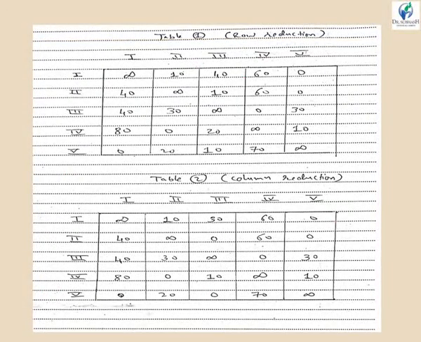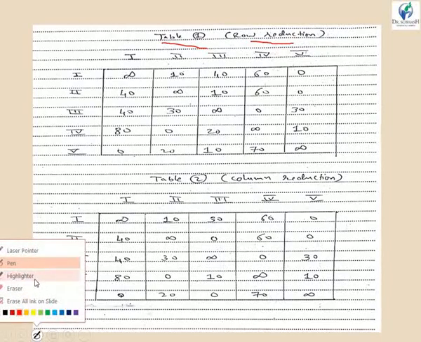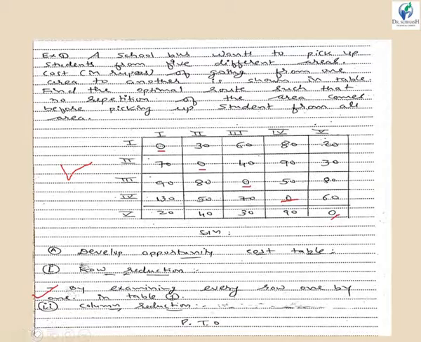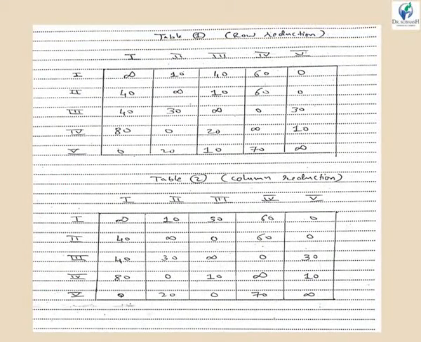Moving to the next slide, this is the table that we obtained. Table 1 is obtained after the row reduction. From the previous slide, throughout the diagonal we will put the infinite symbol, because that is the constraint that one must keep in mind: from same city to same city one cannot go. And you can see from the first row the smallest element is 20, so subtracting it from all the other elements.